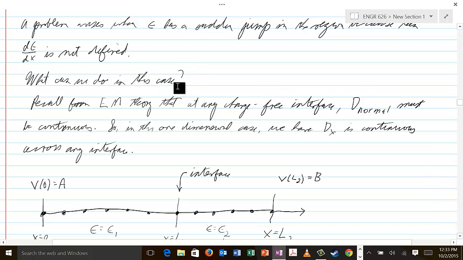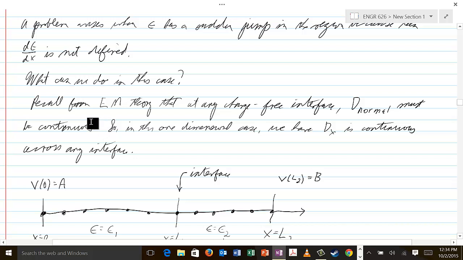So what can we do in that case? Well, we recall from electromagnetic theory that at any charge-free interface, in other words, by interface we mean where epsilon is taking that sudden jump from one value to another value, and charge-free means simply that there's no charge at that surface between those two regions. So at any charge-free interface, d normal must be continuous.